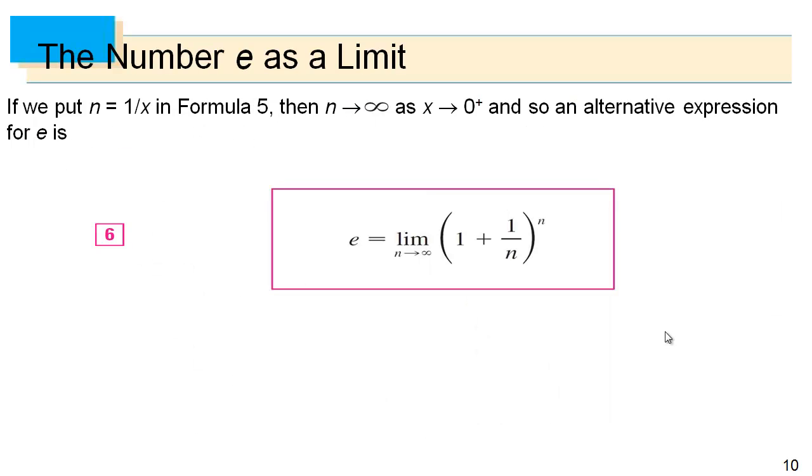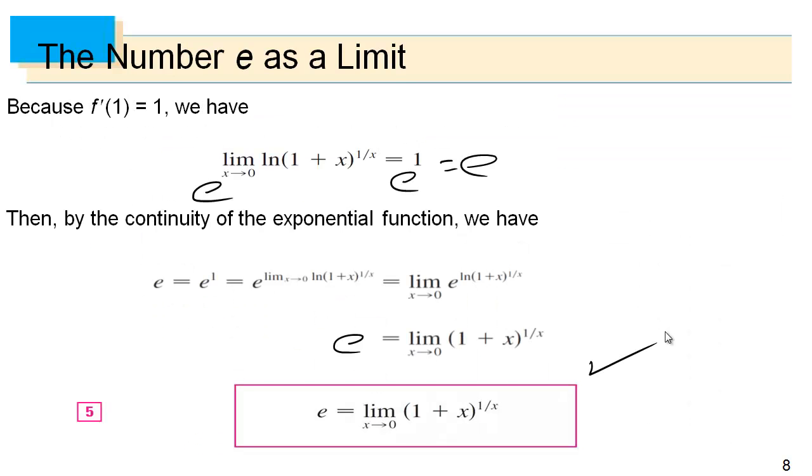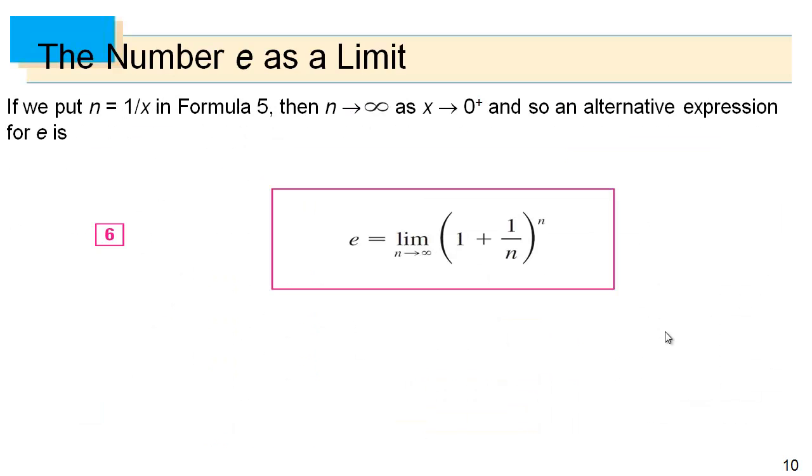If we sub in n for 1 over x, then if you don't remember it, right here, the limit as x goes to 0 of 1 plus x to the 1 over x becomes the limit as n goes to infinity of 1 plus 1 over n to the n. This is another way of writing the same thing, right? It's just another way of expressing e. We just know that as x goes to 0, that's the same thing, from 1 over x.